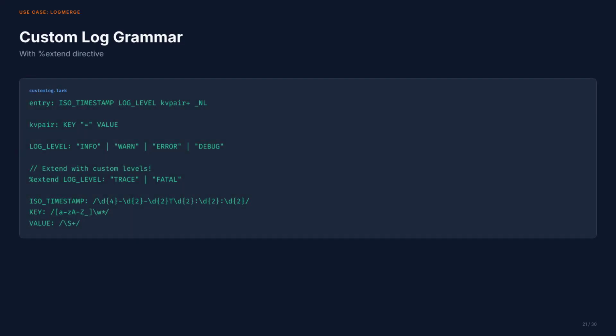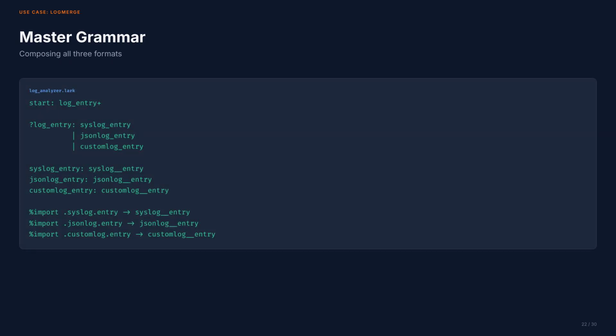The custom log grammar introduces 2 powerful directives. The extend directive adds trace and fatal to the existing log level terminal. This is grammar extension, not replacement. The template rule kv pair defines a reusable key equals value pattern. The master grammar is elegant in its simplicity. It imports the entry rule from each subgrammar using Lark's import syntax. Each import gets an automatic namespace prefix. A log entry is then defined as any one of the 3 formats.